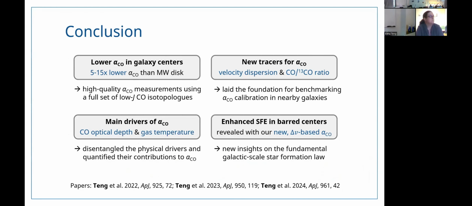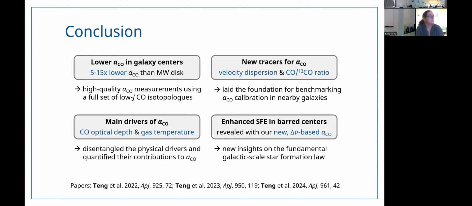So to conclude, some key findings from my dissertation include that we reveal lower alpha CO in galaxy centers, but with large variations on molecular cloud scales. And because of these high quality alpha CO measurements, we further disentangle the physical drivers of alpha CO and identify that CO opacity is the main physical driver.